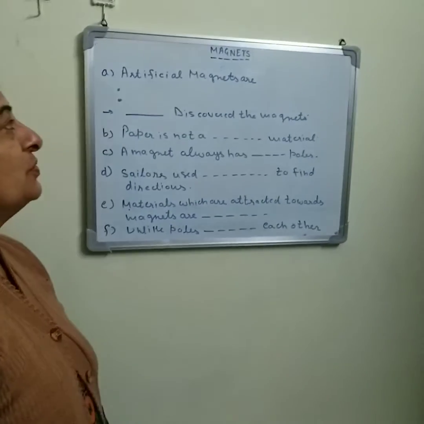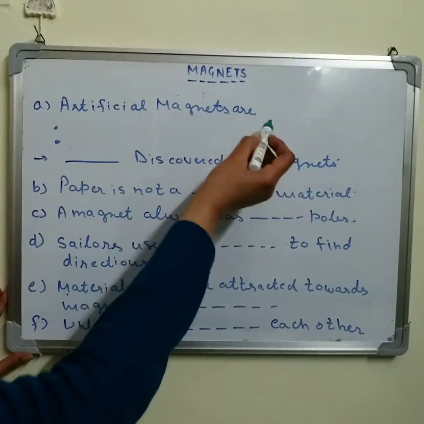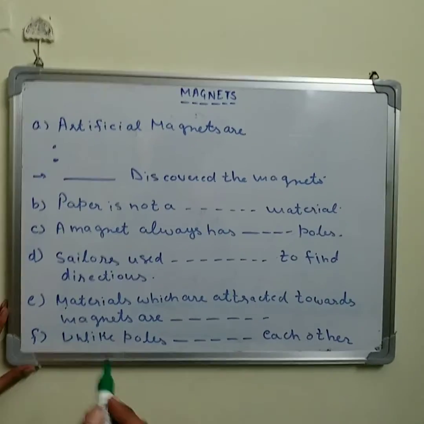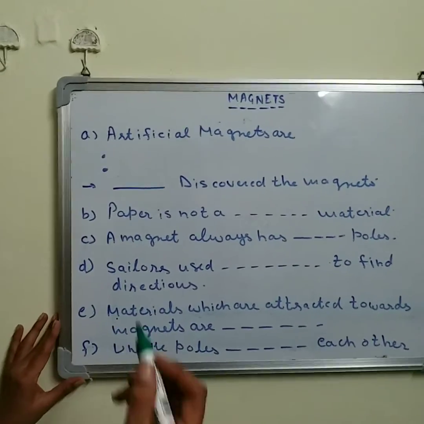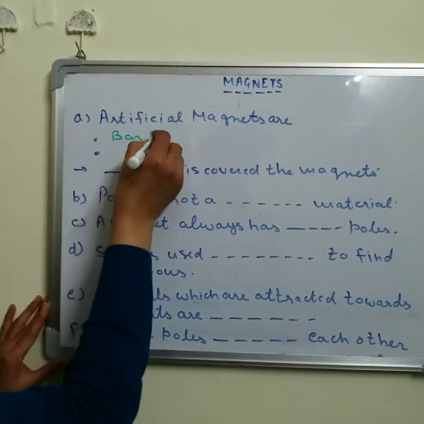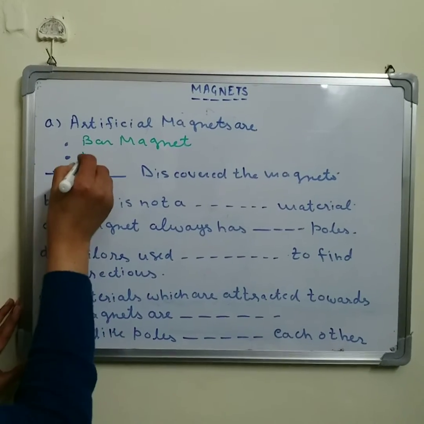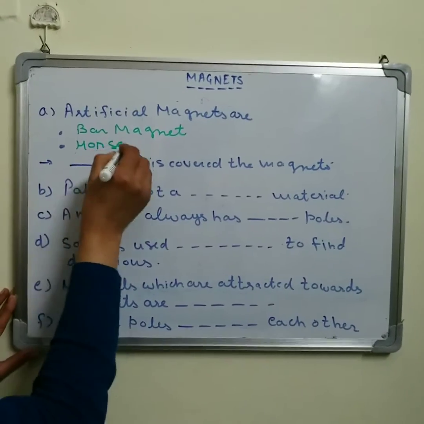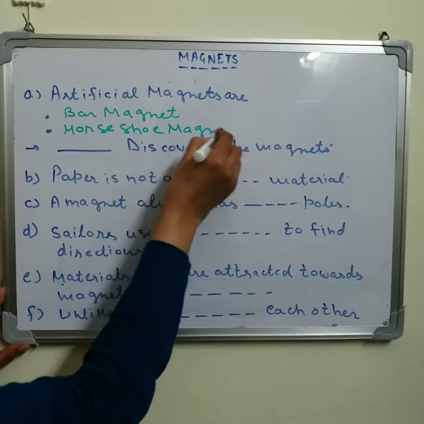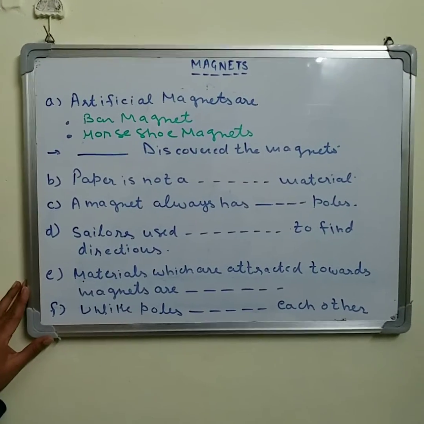First one for you, artificial magnets are dash. Artificial magnets are available in different shapes, and if we talk about examples of artificial magnets, the first one is the bar magnet. Yes, bar magnet. And the next one is the horseshoe magnet. So two examples of artificial magnets are the bar magnet and the horseshoe magnet.